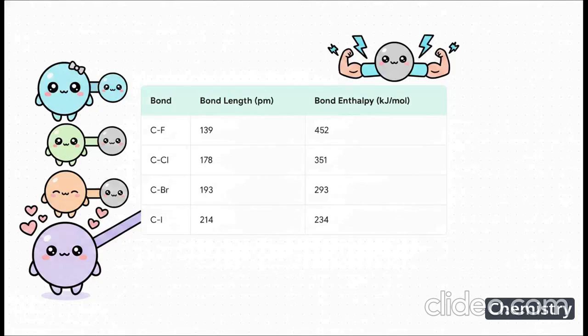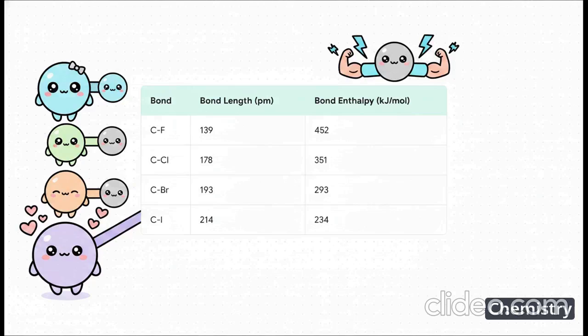Now check this out, because this is where it gets really interesting. It turns out the identity of the halogen changes everything. As we go down the periodic table, from fluorine to chlorine, bromine, iodine, the atoms get bigger. You can see it right there in the data. The bond length just keeps increasing, from 139 picometers for C-F all the way up to 214 for C-I.